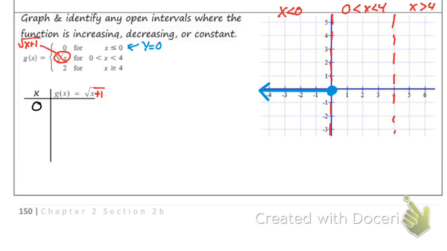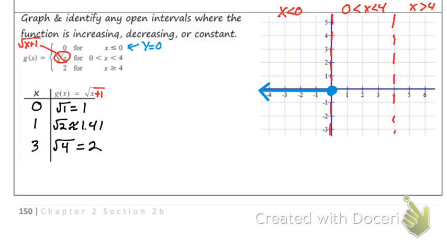If I plug a 0 in for that, we would have a square root of 0 plus 1, which would be the square root of 1, which just equals 1. If I plug a 1 in for it, we're going to have a square root of 2, which is about 1.41. Let's plug a 3 in, because that we can actually do. If I plug a 3 in, we'd have a square root of 4, which equals 2. That will be enough to know what we're doing-ish.